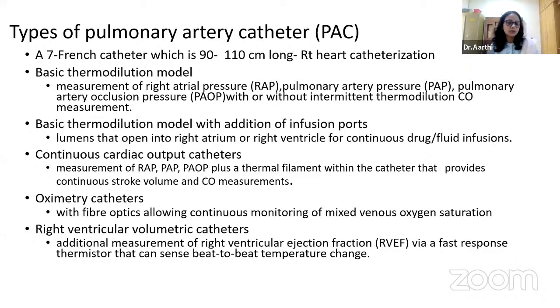There are more advanced devices, oximetric catheters, where at the tip they have a fiber optic device which allows continuous monitoring of the mixed venous oxygen saturation. And there are additional parameters to measure the right ventricular ejection fraction, where a thermistor is incorporated to measure the temperature change. So these are all the various types of pulmonary artery catheters available.